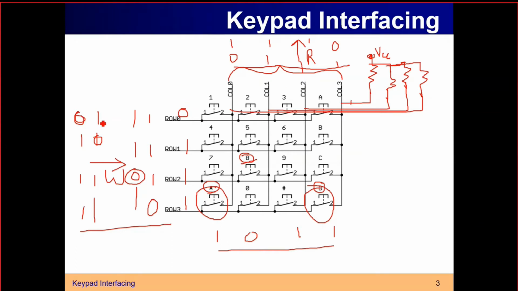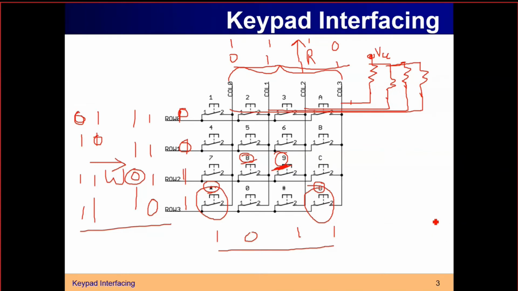Then I will write 1 0 1 1. That means this row will be made as 0, others will be made as 1. Right? Then again I will read from here. Again, if it is 1 1 1 1, that means second row is also not pressed. Then I will modify it with 1 1 0 1. Then again I will read from here. Say if 9 is pressed, what value will I get? 1 1 0 1 I will get. That means 9 has been pressed. So this is known as the keypad scanning algorithm.